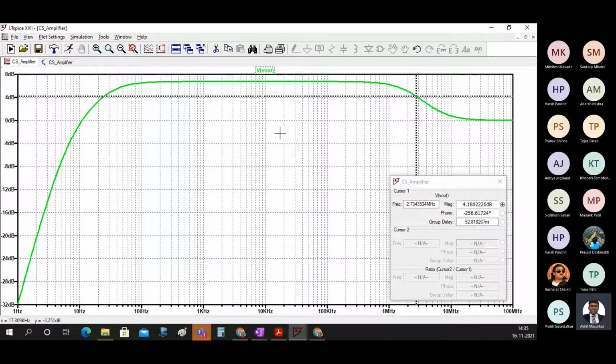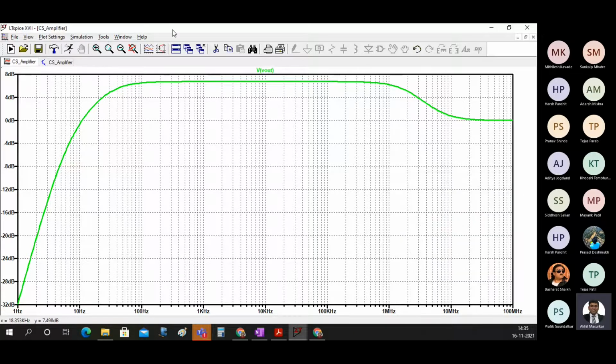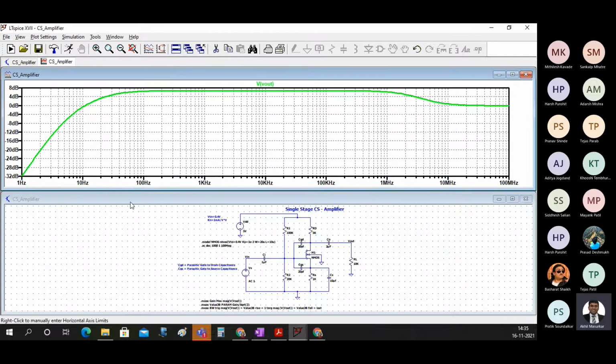Now the question comes: okay, I can estimate the bandwidth, but I can never be very accurate with this system. So first of all, I want all of you to show me this circuit and this plot. I want to see the circuit and the plot. Come on, do this.